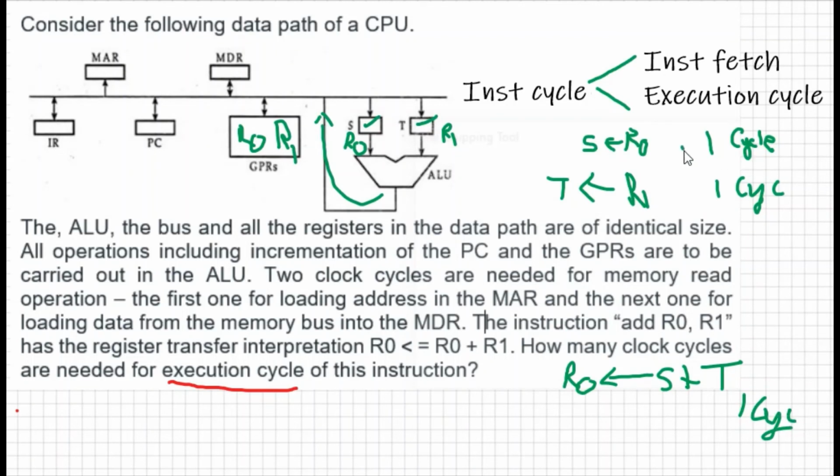So this one cycle, and this one cycle, and this one cycle, so the answer will be 3 cycles. Your answer will be 3 cycles.